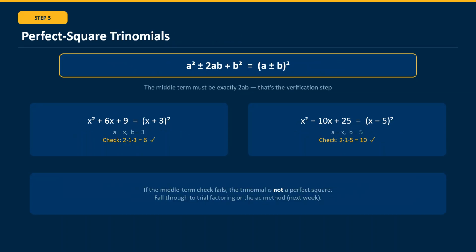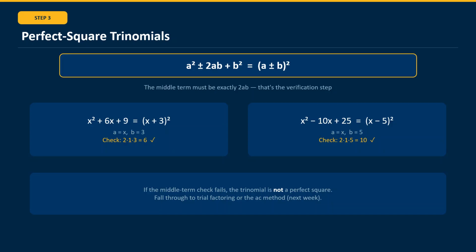Pattern 3. Perfect square trinomials. A squared plus or minus 2ab plus b squared factors as the quantity a plus or minus b all squared. The middle term must be exactly 2ab for the pattern to apply. That is the verification step. For x squared plus 6x plus 9, a equals x and b equals 3, since 9 equals 3 squared. Check the middle term. 2 times 1 times 3 equals 6. It matches, so the expression factors as x plus 3 quantity squared.